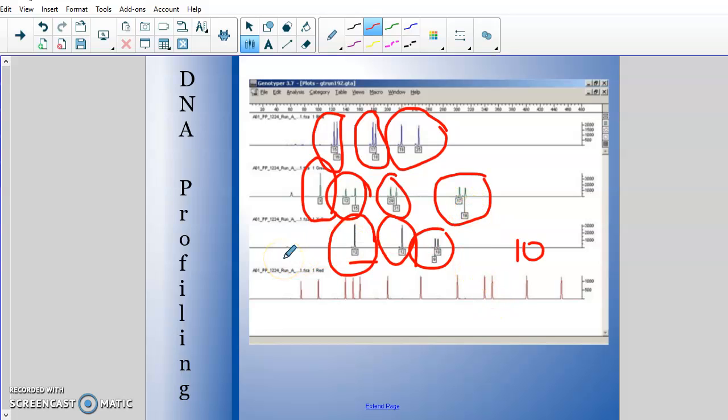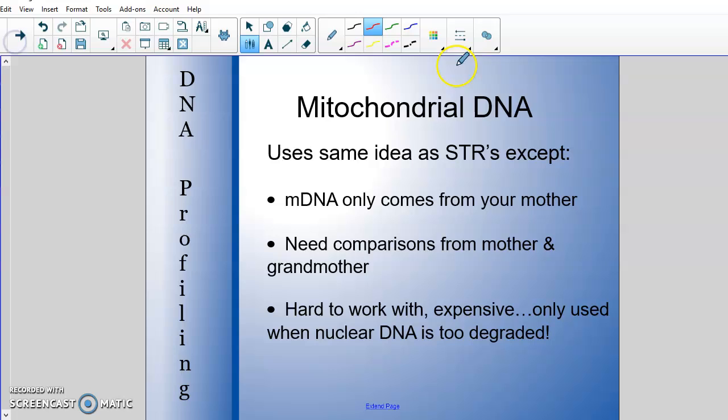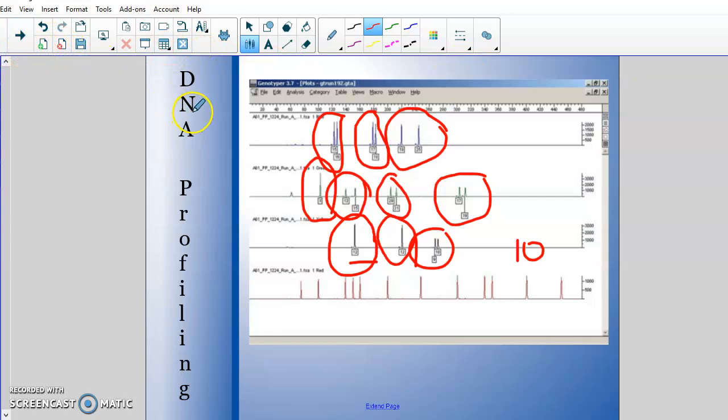Okay, so that's how you read a genetic analyzer printout: you take a look at where the spikes are. Do you have 2 spikes? That means the person's heterozygous. They have 2 different alleles. If there's 1 spike, it means they're homozygous and it's 2 of the same alleles. And so you just read the genetic analyzer printout, and then you're able to compare it to somebody else's, and if they have the same alleles at the same STRs, it's the same person, and if they don't, it's 2 different people.